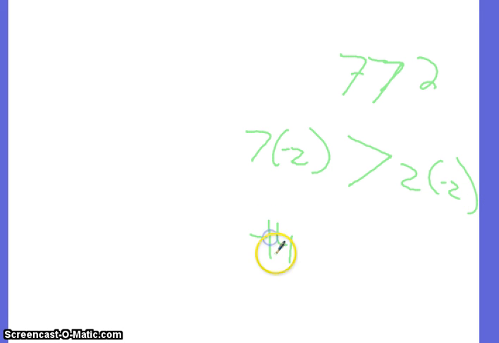What happens if I multiply both of those by negative 2? I get negative 14 is greater than negative 4. Is that true? No. Now all of a sudden I have something that's false, right?